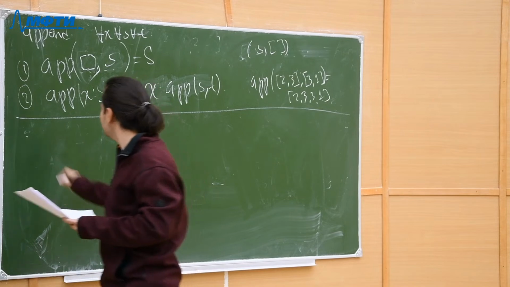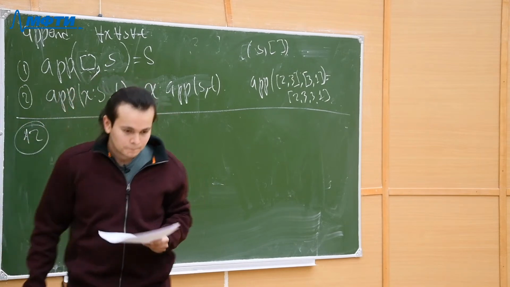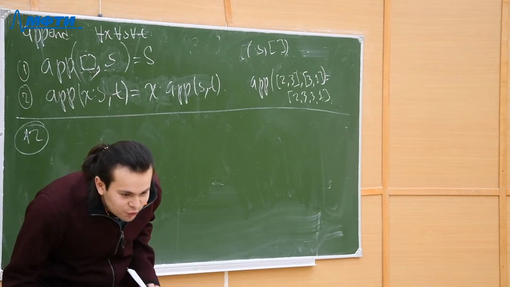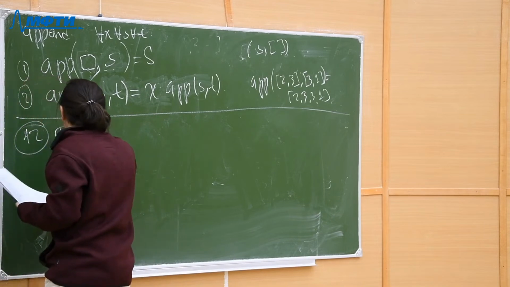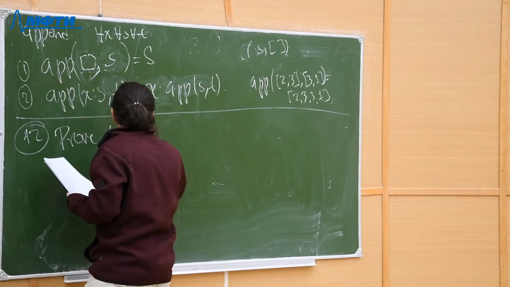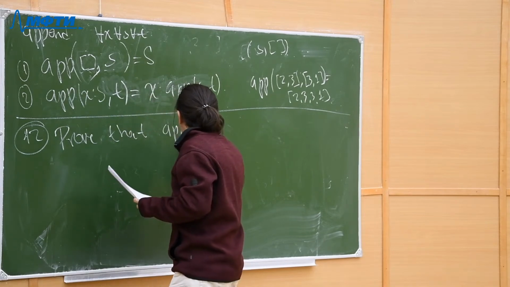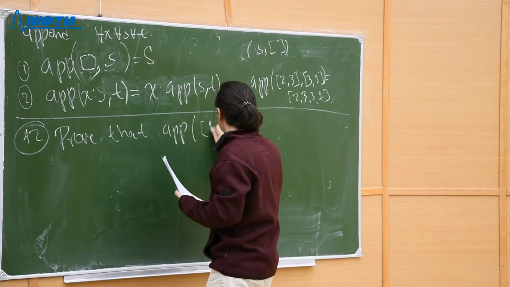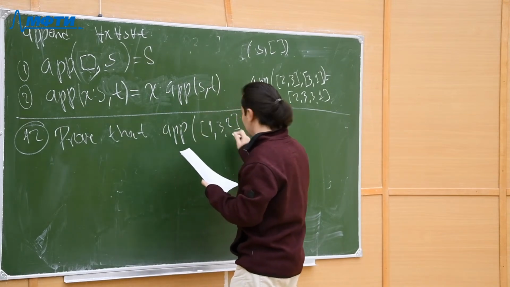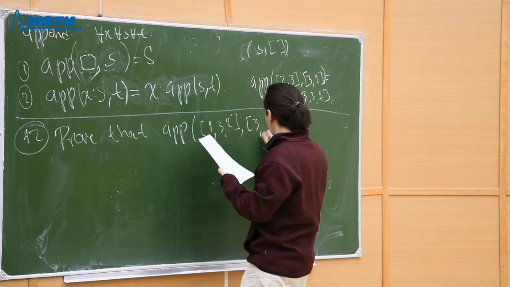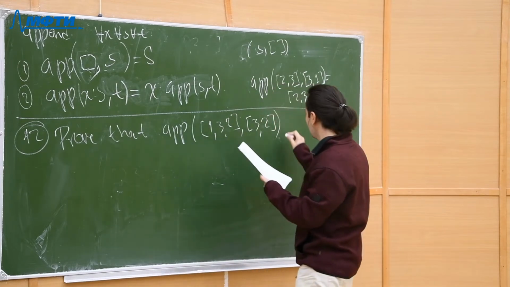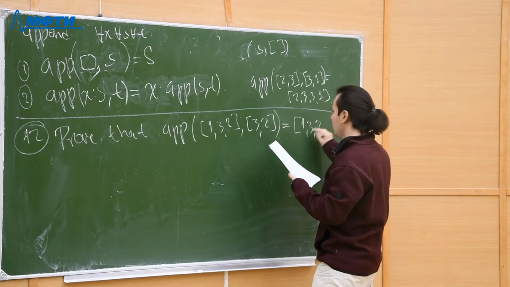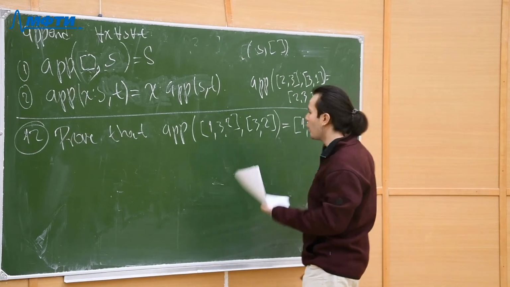Now, exercise number 12. Prove formally that, okay, we have to prove this formally. Prove that append of 1, 2, 3 and 1, 3, 2 is 1, 2, 3, 1, 3, 2. So we have to prove this.